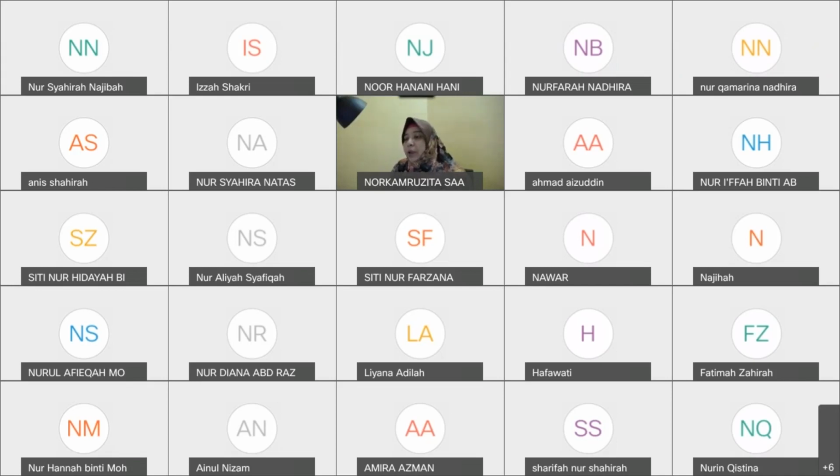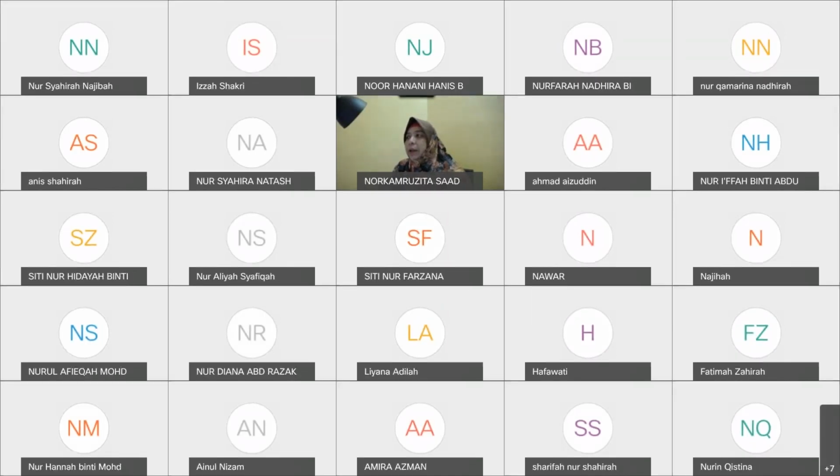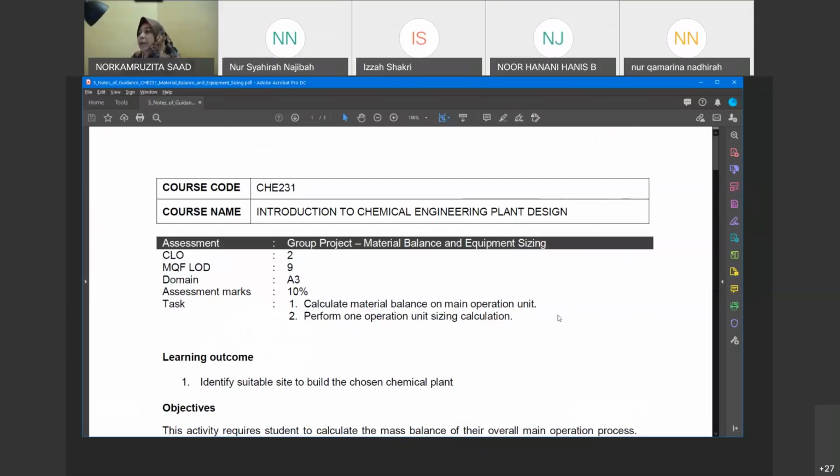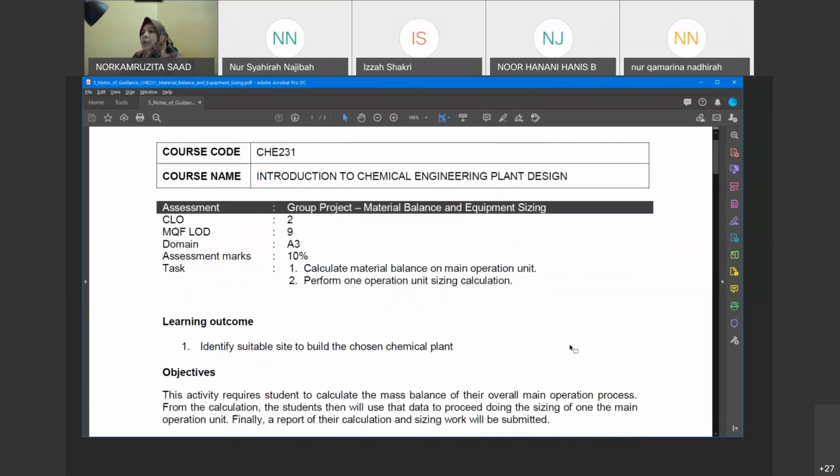So I'm going to share with you task number 5. Task number 5 is about material balance and equipment, and it is referring to your main plant, the whole plant that you cover.